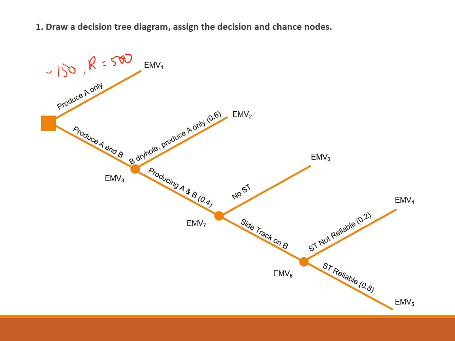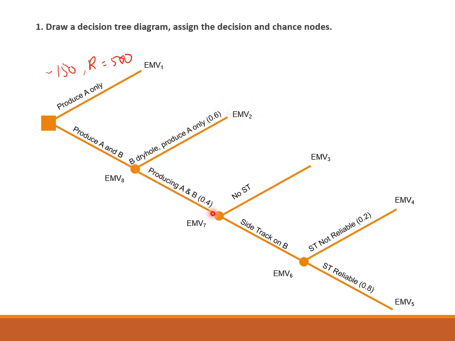But if you produce A and B, there's a possibility that B would be successful or not. And we know from the information given that there's a 40% chance that both A and B will be successful. So that means 60% chance that only A is producing but B is a dry hole. So this is where you assign EMV2.